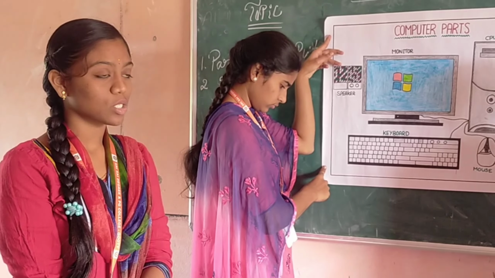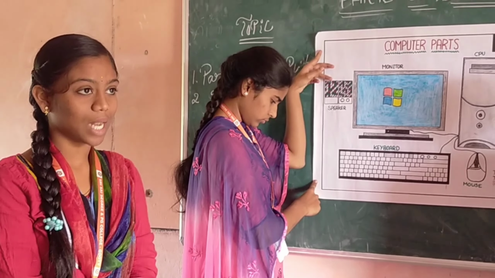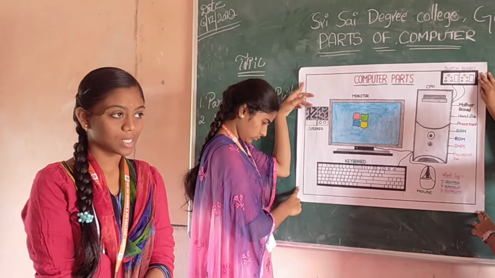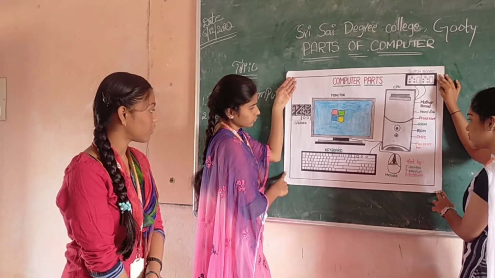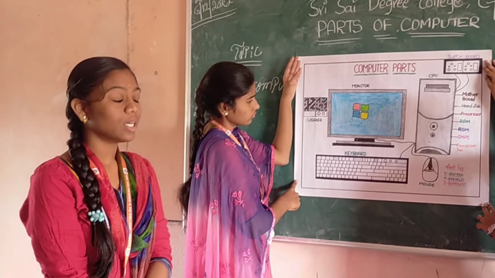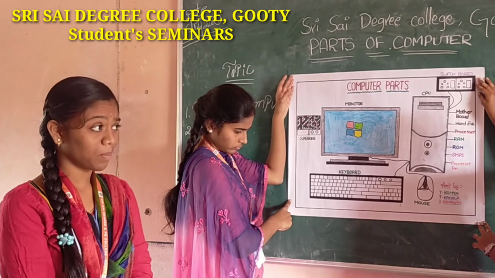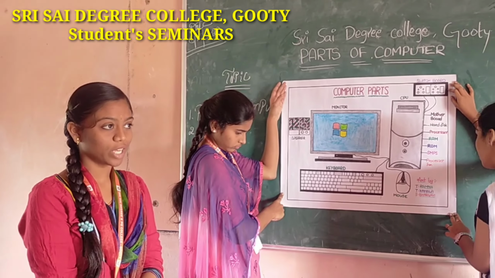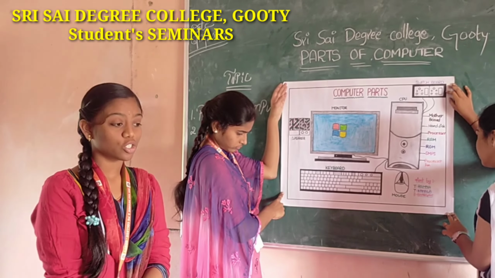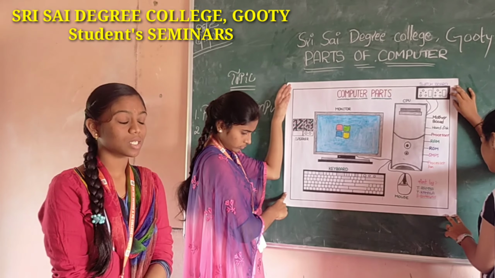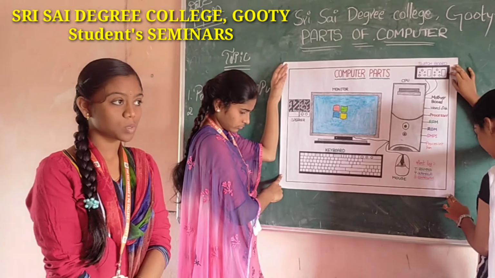Enter is used to move the text line by line. Next is space. The space key is used to put a space from letter to letter. Next is escape. Escape is used to close the application box. And next is shift. When you press shift with any key, it becomes a capital letter.